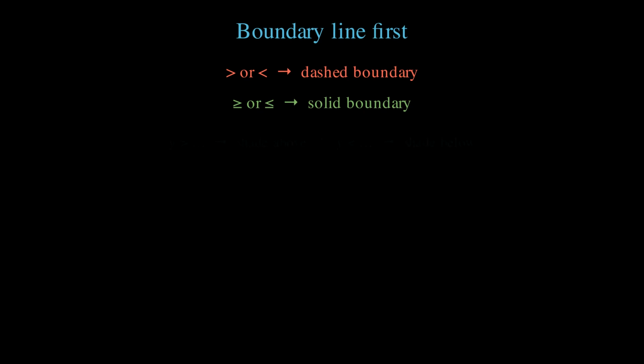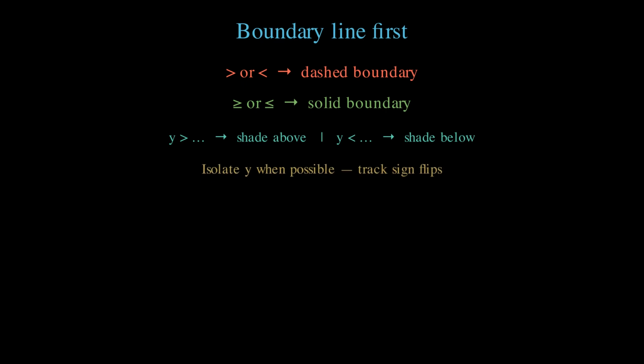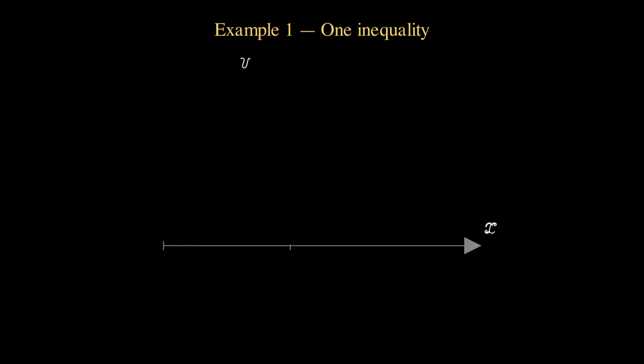Then shade the side that makes the inequality true. For y greater than a linear expression, shade above the line in the usual xy plane orientation. If y is not isolated, you may rearrange first, but watch sign flips when you multiply or divide by a negative number.